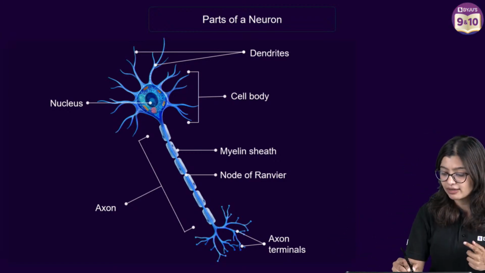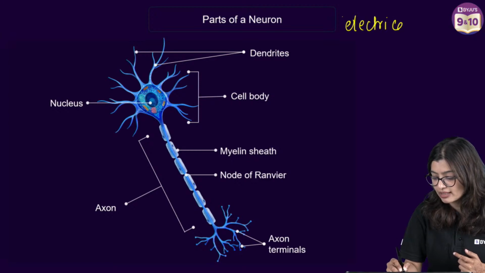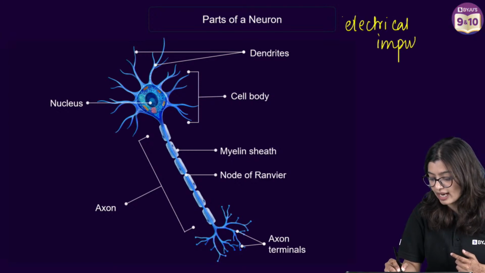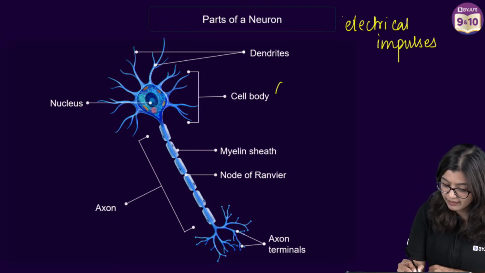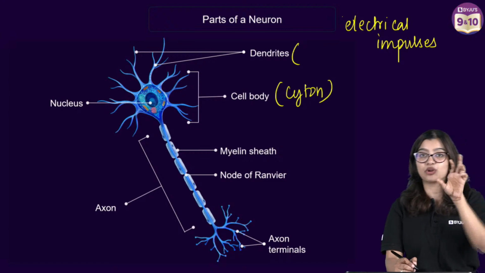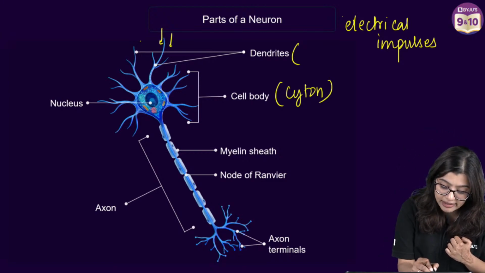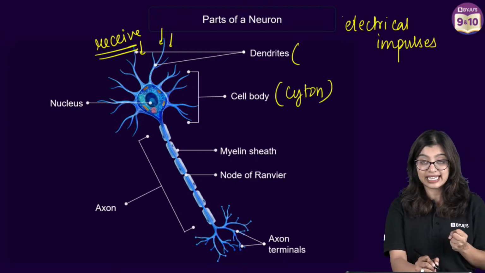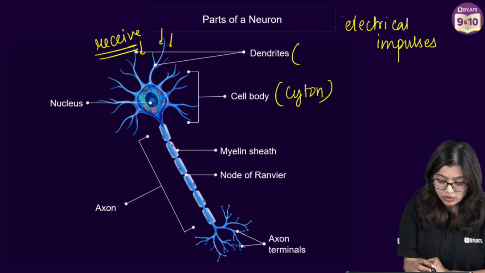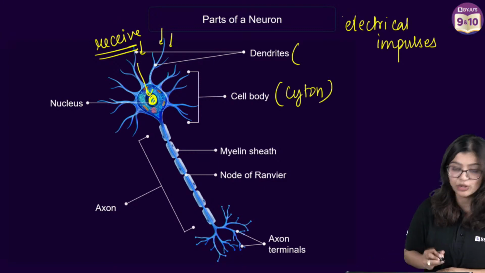Now how do they communicate with each other? With the help of electrical impulses, right? So they are communicated with the help of electrical impulses. Now the neuron has a cell body which is also called as cyton, and from the cyton there are these cytoplasmic projections called as dendrites. Now these dendrites are what receive information, okay? Where does information get received? It is by the dendrites. So from the dendrites, it will go to the cell body or the cyton, which has a prominent nucleus.